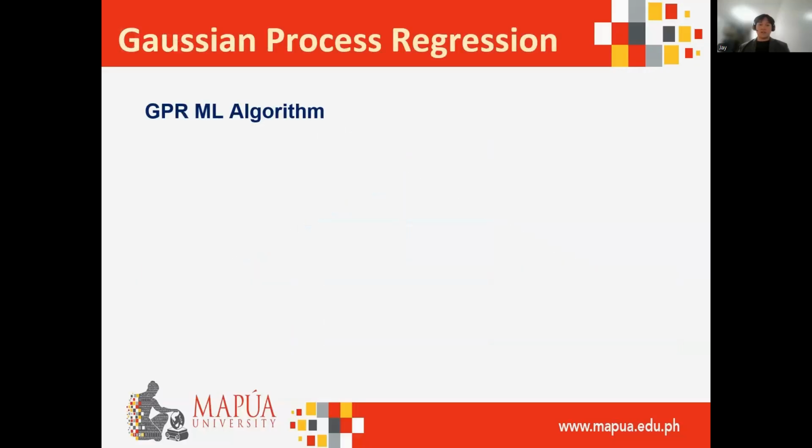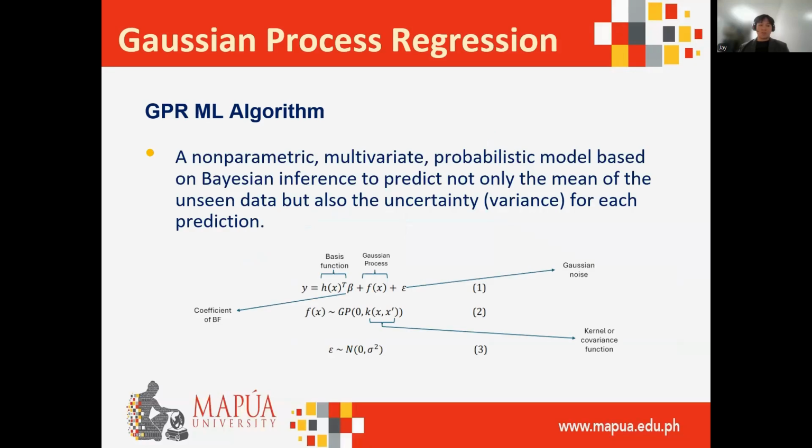So for the GPR algorithm, or the Gaussian Process Regression algorithm, this model is a non-parametric multivariate probabilistic model based on Bayesian inference to predict not only the mean of the unseen data, but also the uncertainty variance for each prediction. So each prediction not only gives the actual prediction, but also a distribution or a set of values for that specific data point that the model has predicted.